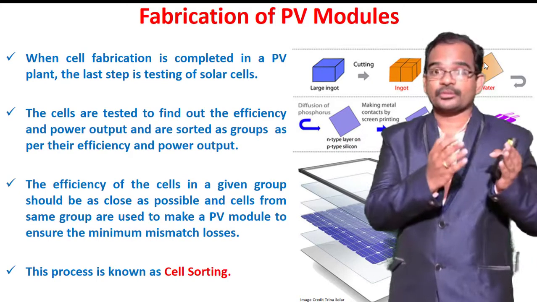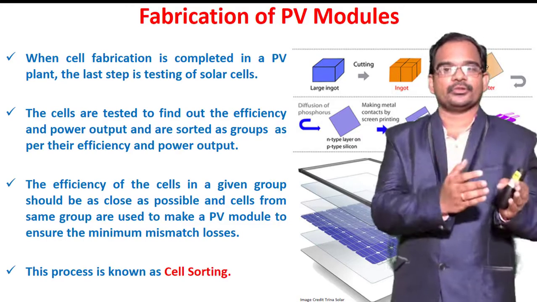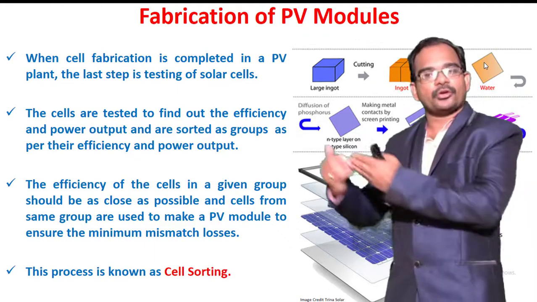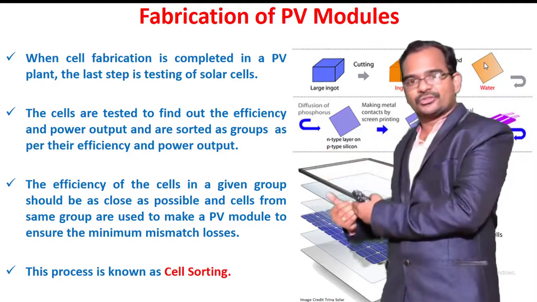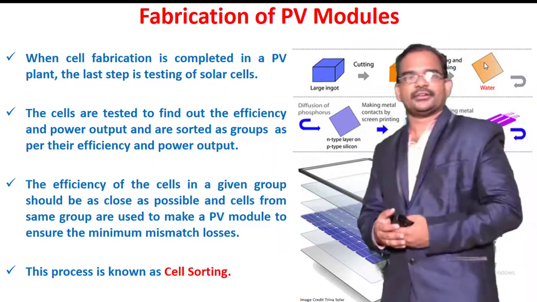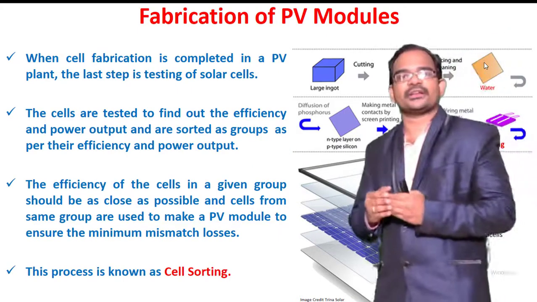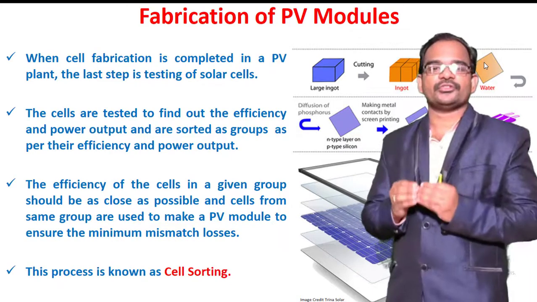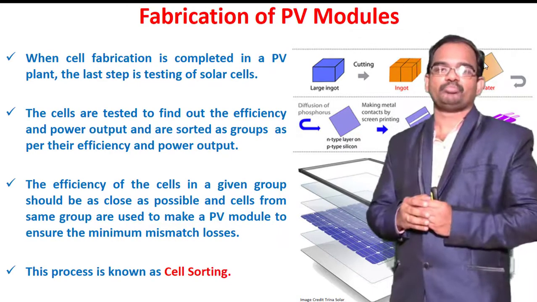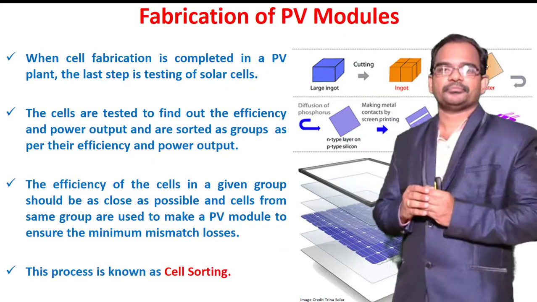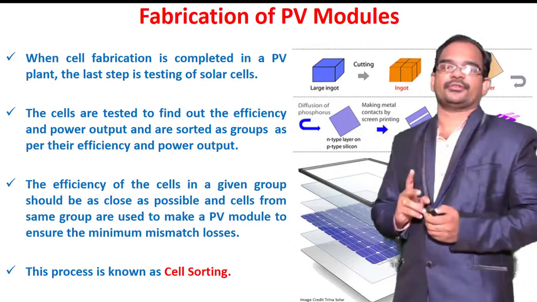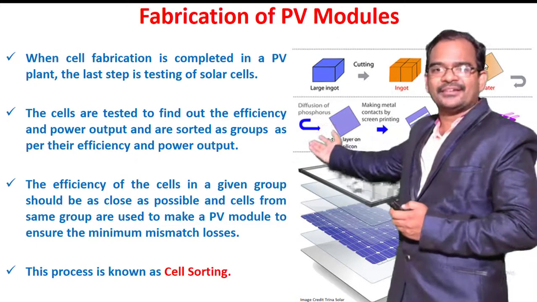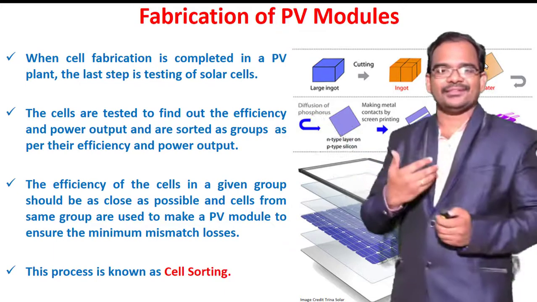The solar cells in box number 1 will be used to make module number 1. The solar cells in box number 2 will be utilized to make module number 2. The solar cells in box number 3 will be utilized to make module number 3, and so on. Right? This is how we sort the solar cells after they have been fabricated in a PV plant, and this process is called cell sorting. And after the cell sorting, we have to do two more things, that is tabbing and stringing. As you can see in the picture over here, tabbing and stringing, that we will see in the next slide.